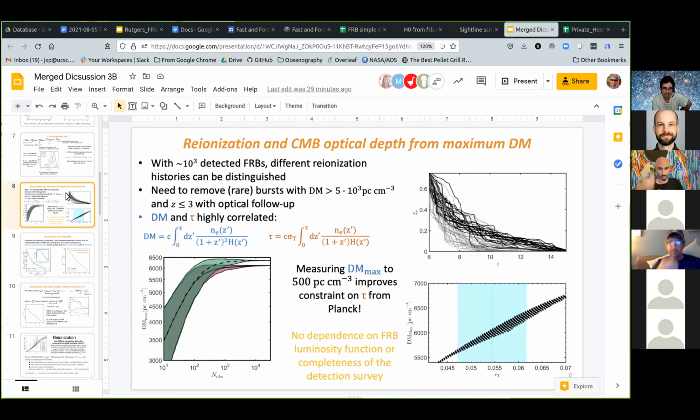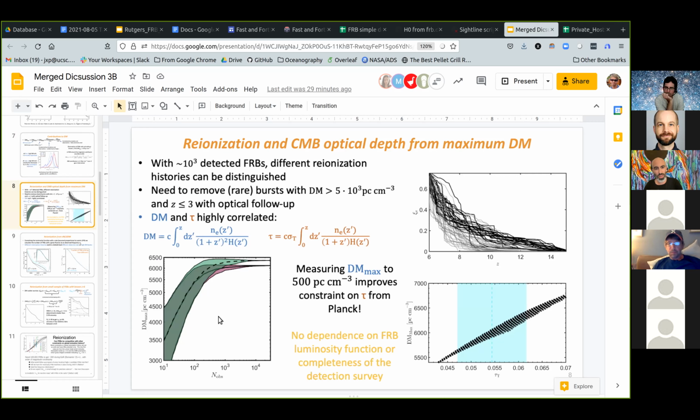Yeah, thanks. Okay, so bringing us back to reionization histories and to optical depth at reionization. This is just to show that with this very simple proxy of just looking at DMX, which is quite easy to do, all we need is a lot of FRBs. It doesn't require any precise modeling of what the luminosity function of FRBs looks like, or how it evolves with redshift.